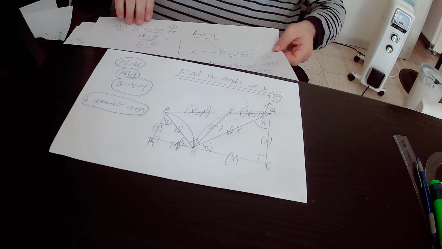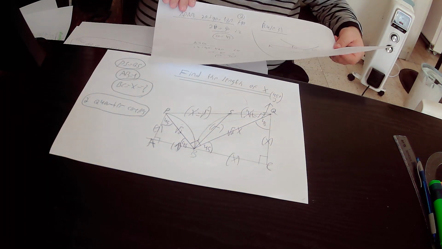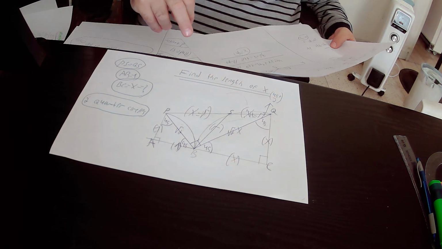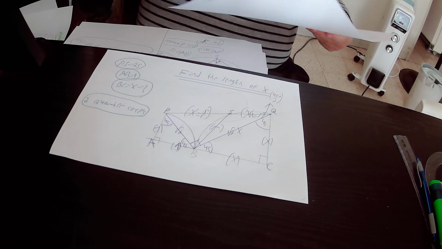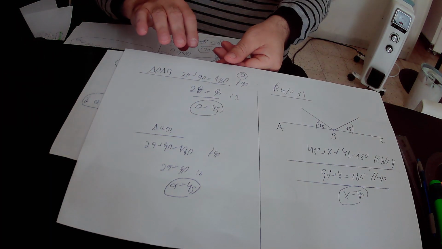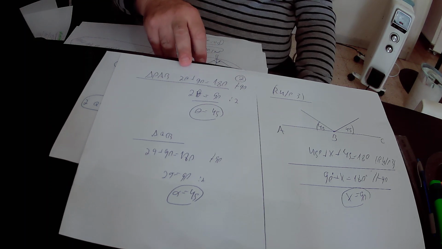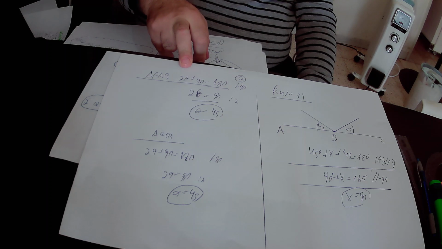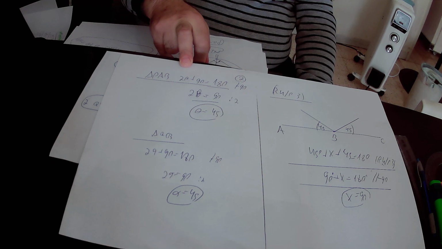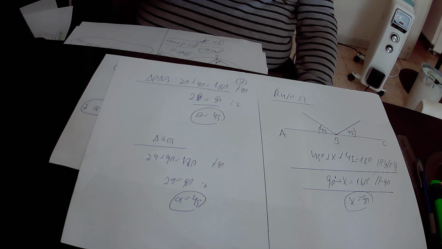I repeat again, in the right triangle PAB, it can be alpha or theta, it doesn't matter. So theta plus theta is 2 theta plus 90 degrees equals 180 degrees.